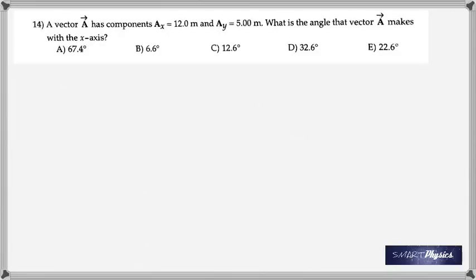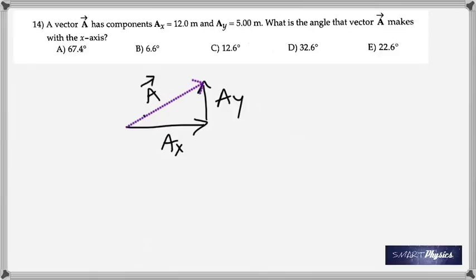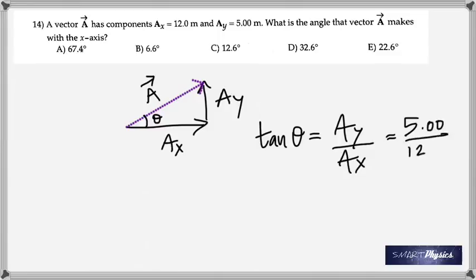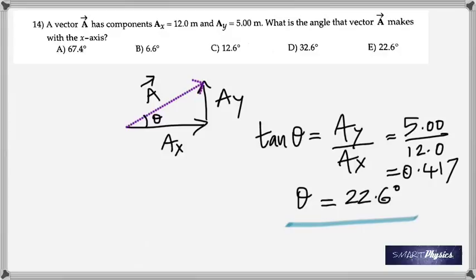And that is 14, the last one. Vector A has components AX is 12 meters, AY is 5 meters. What is the angle that vector A makes with the x-axis? That's so simple. AX and AY both given. That's the right angle triangle. This is the angle you're looking for. Definitely tan theta is AY by AX. You've been given both the values. 5 by 12, find whatever that is and take the inverse of that. You would get the angle as 22.6 degrees.